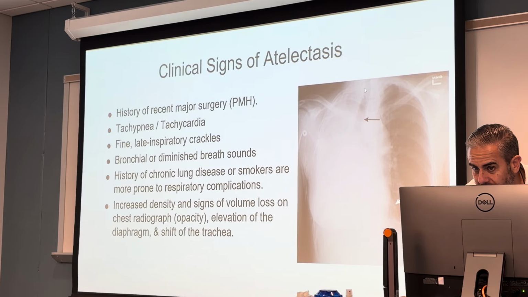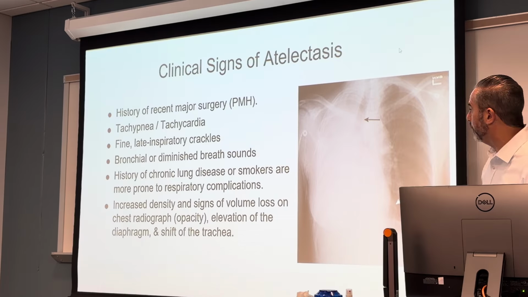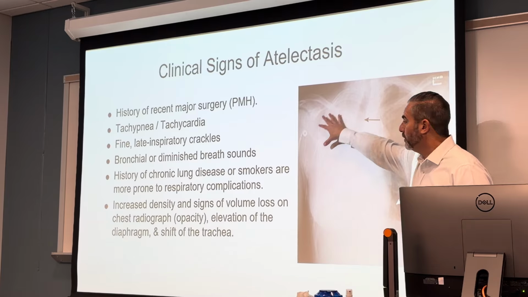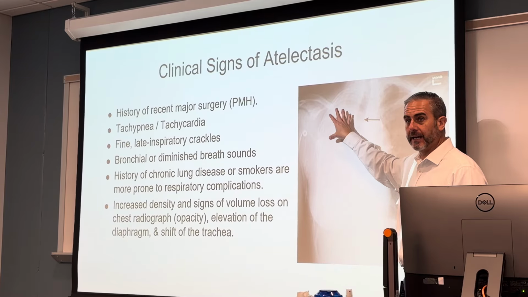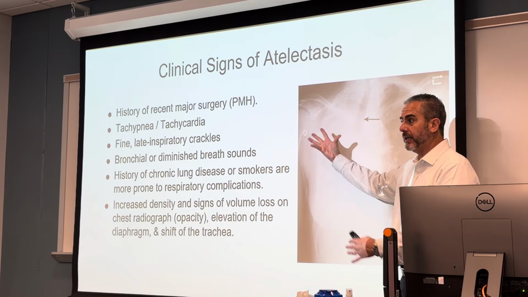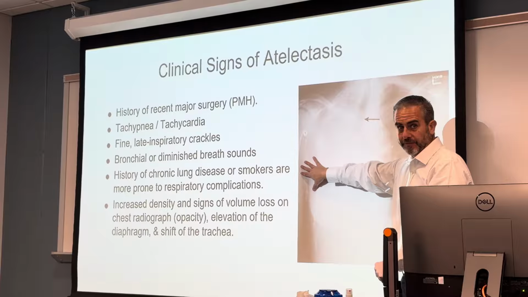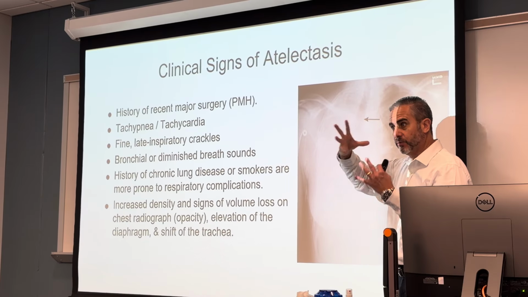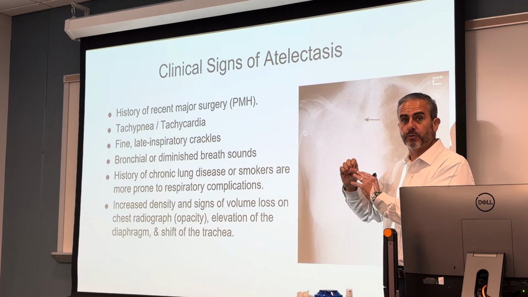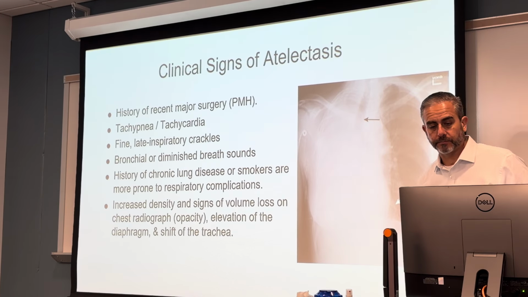But if I give you this x-ray, you can see that black arrow pointing to the shift where the atelectasis is, and the atelectasis will do what to the trachea midline? It will pull it toward itself, right? Atelectasis will pull it toward itself, whereas a pneumothorax will push it away.